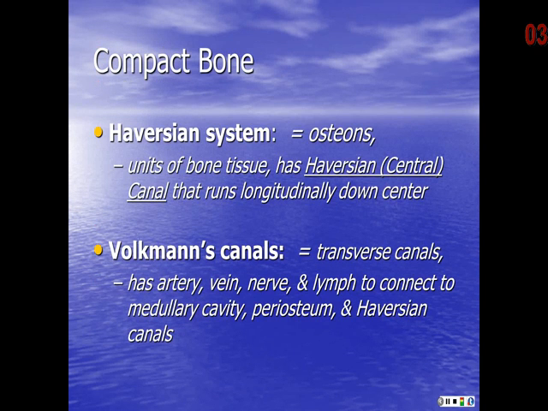Down the center of these units we have a canal that runs longitudinally called the haversian canal or central canal. Volkmann's canals or transverse canals run horizontally and connect from the medullary cavity in the center to the haversian canals all the way out to the periosteum. These will contain arteries, veins, nerves, and lymph vessels to transport nutrients and waste throughout the bone.